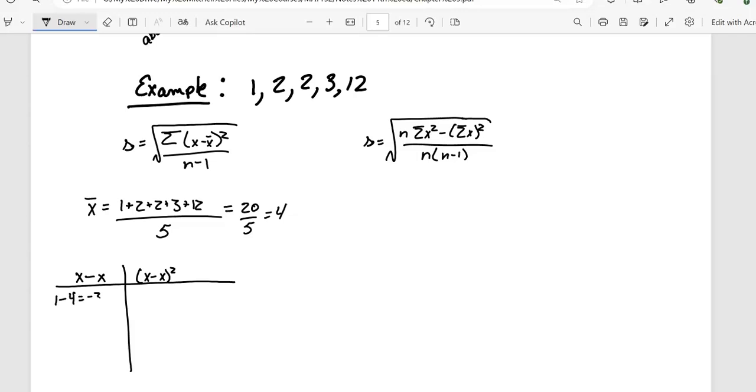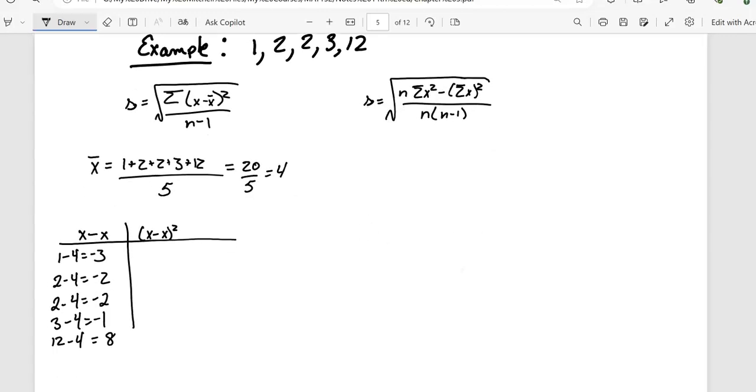1 minus 4 is negative 3. 2 minus 4 is negative 2. 2 minus 4 again because I have two 2's. 3 minus 4. And 12 minus 4. And then I'm going to take each of those and square it. So negative 3 squared is negative 3 times negative 3, which is 9. Negative 2 squared is negative 2 times negative 2, which is 4. Negative 1 squared is negative 1 times negative 1, which is 1. 8 squared is 64. So this notation means I need to add all of those numbers together.